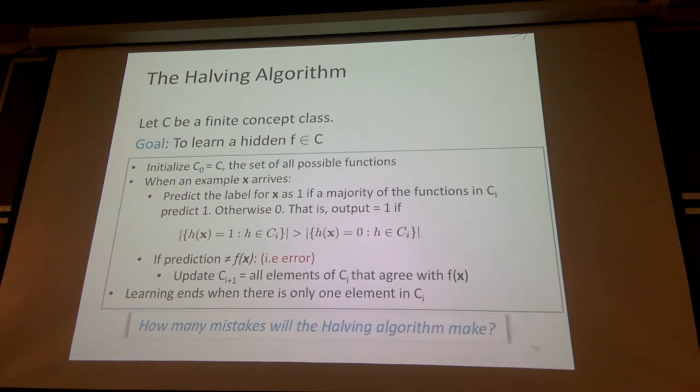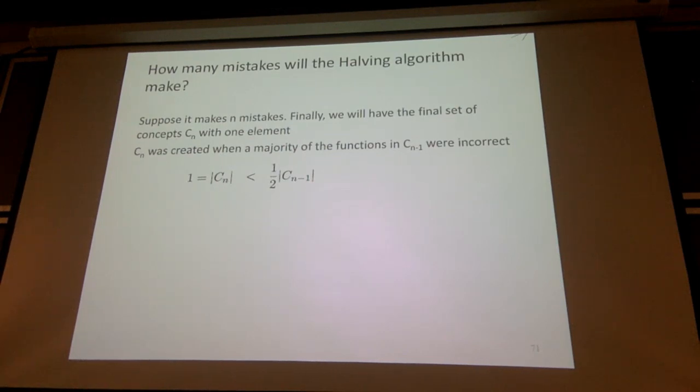Now once again we can ask the same question about this algorithm. How many mistakes will this halving algorithm make? Not as a function of the dimensionality, but as a function of the size of the concept class, so that we can compare halving and the earlier algorithm. Let's say that this algorithm makes n mistakes. Learning ends when there's exactly one element, which means after making n mistakes, it stops. That means Cn will have exactly one element because learning is over, so the size of Cn is equal to 1.